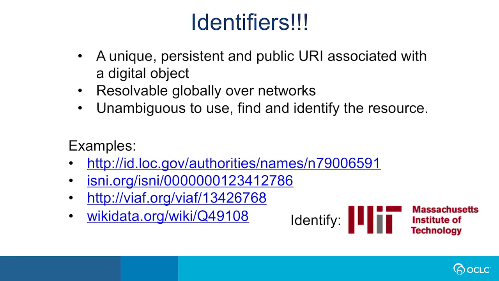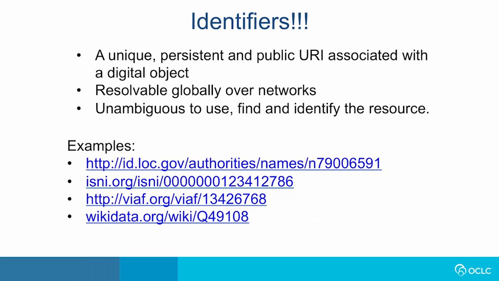So, what to do? Well, during ALA, I've been in more sessions about identifiers than I have fingers on my hand. I mean, everybody's been talking about identifiers. So dear to my heart. But these are my definitions. These are the definitions that we've been using in the working group. When we talk about identifiers, we're talking about a unique, persistent, and public URI associated with a digital object. It's resolvable globally over networks, and it's unambiguous to use, find, and identify the resource.